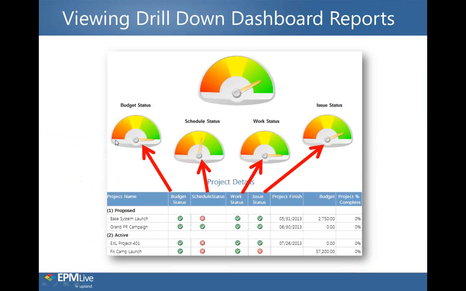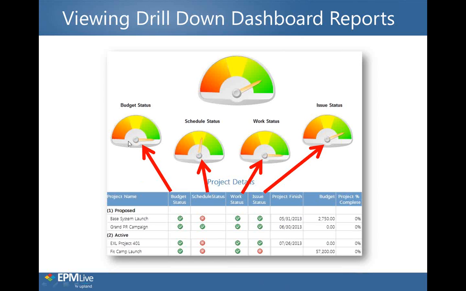So when you're actually launching the drill down dashboard reports, first you have what's called the parent report. And this is really a summary report. On here, you have a number of different indicators, for example, your budget status, schedule status, work status, and issue status.